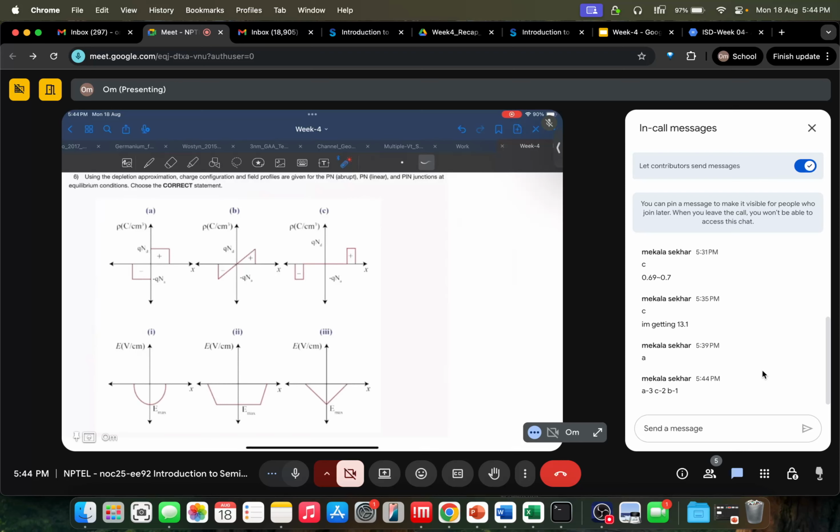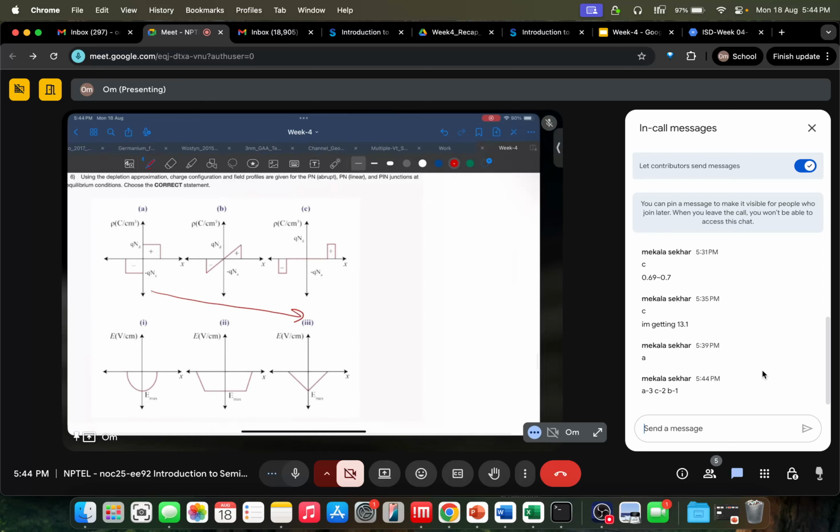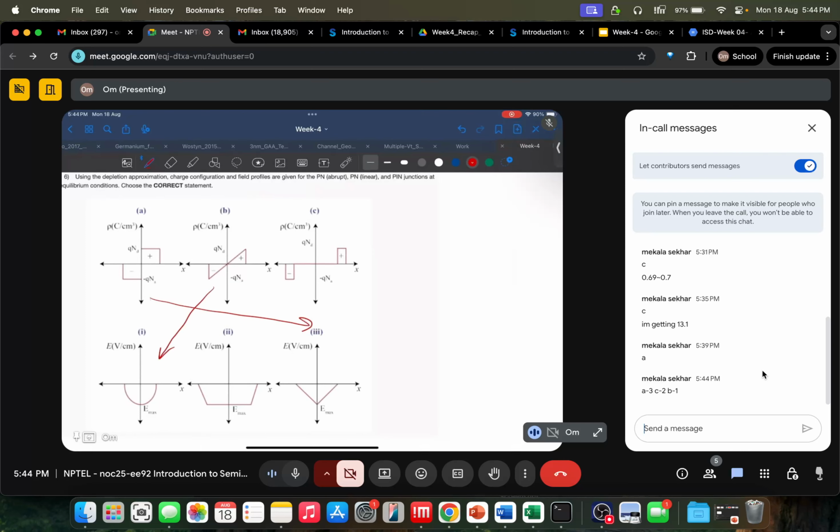It will be A, this one, B is this one, and C this one. It is A3, B1, C.